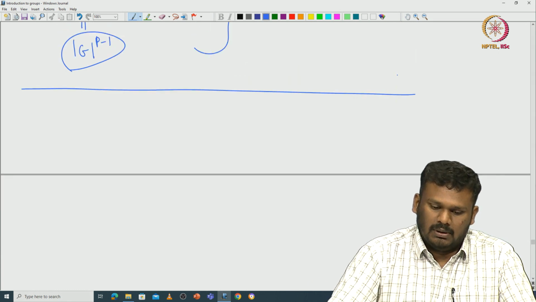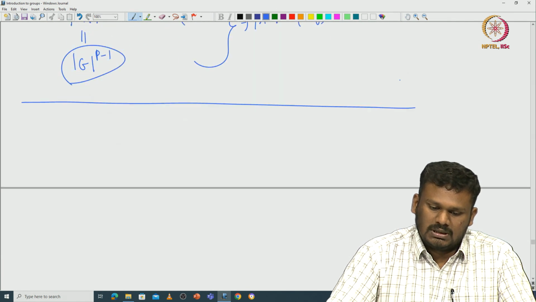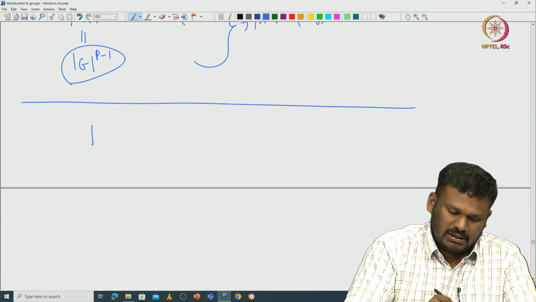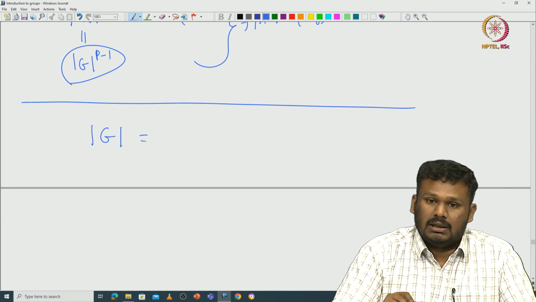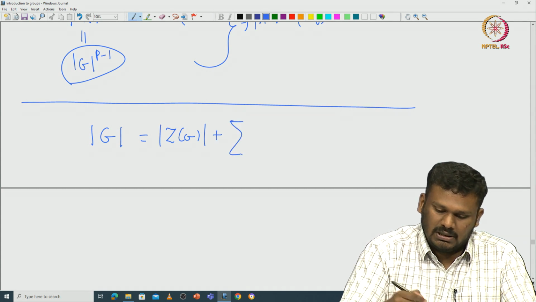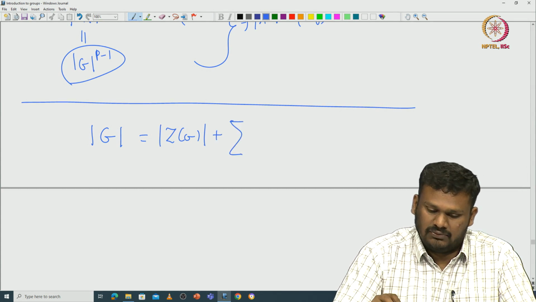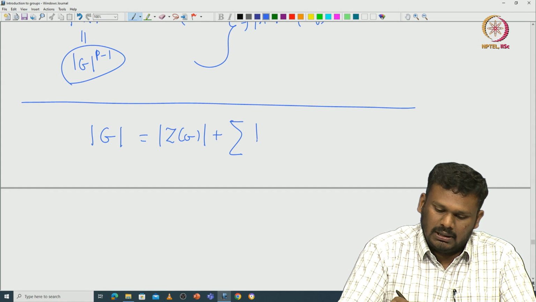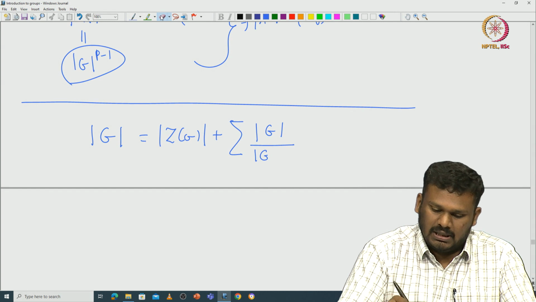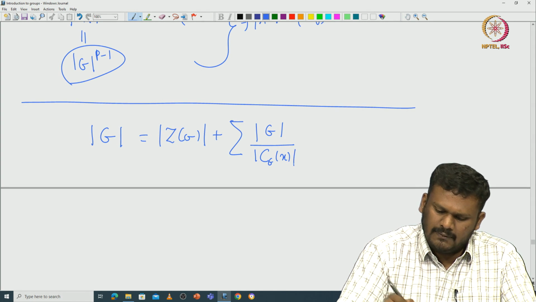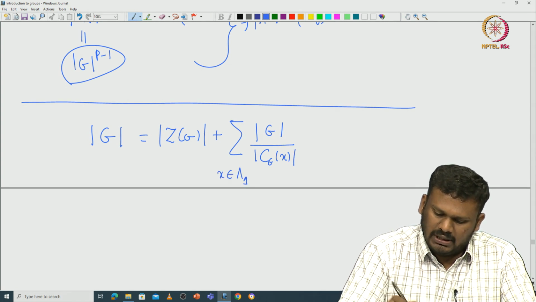So, to approach this problem, we can use the class equation. Okay. Recall what the class equation is. The class equation says the cardinality of G is the cardinality of the center plus the summation of the cardinalities of the conjugacy classes that have more than one element, which is exactly the cardinality of G divided by the cardinality of the stabilizer G_x, which is the centralizer of x in G, where x comes from some particular indexing set lambda 1.